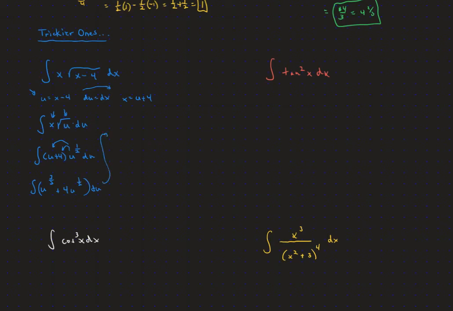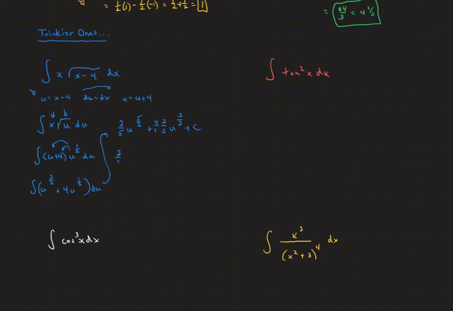Now we can use our power rule. So we're going to add 1 to the 3/2. That's going to be 5/2. Multiply by the reciprocal of the new exponent, plus add 1 to the 1/2 to get 3/2. We're going to have the 2/3, and that's going to have to multiply the 4, and then we're going to add in our constant of integration.